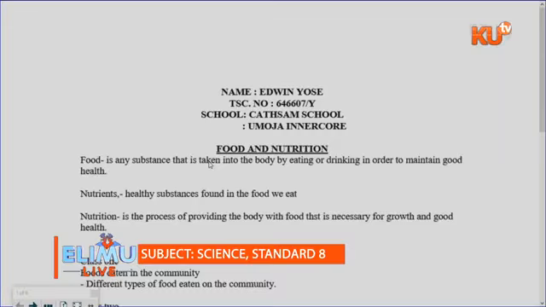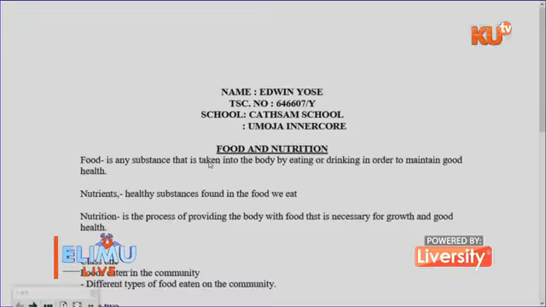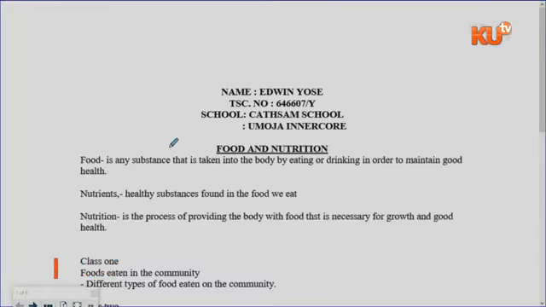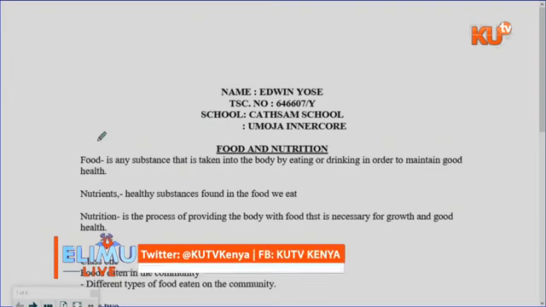This lesson covers from class 1, popularly known now as grade 1, up to class 8. Before I begin, we want to know the difference between food and nutrition. Food is any substance that is taken into the body by either eating or drinking in order to maintain good health. Remember, medicine is not food.